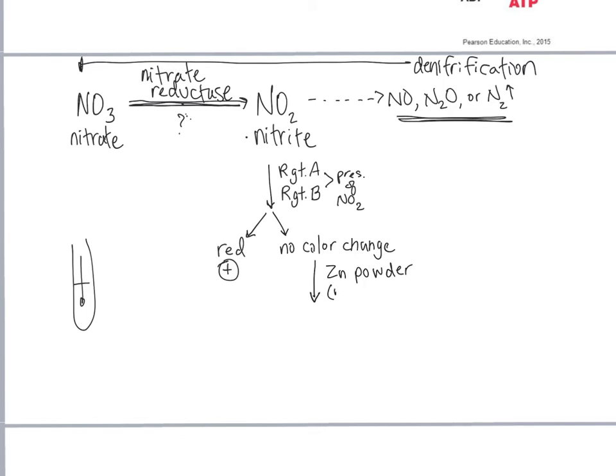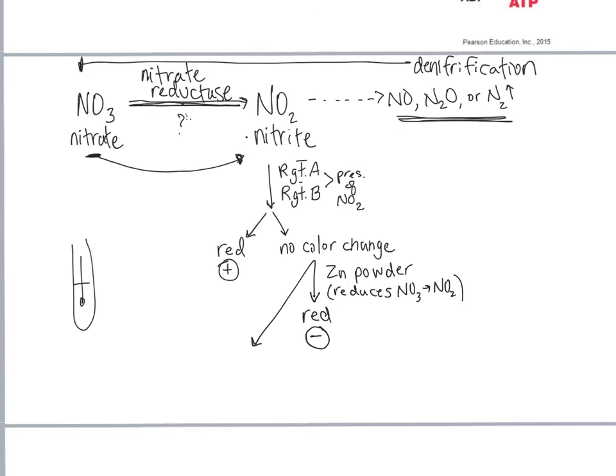The zinc powder is a reducing agent. It reduces nitrate to nitrite. So if, after you add the zinc, you get a red color change, then that is a negative result, because that means there was substrate left in the medium that the zinc now reduced to nitrite. And reagents A and B are now making the nitrite turn red. So it's the zinc that reduced it and not the enzyme, and the organism must not have had the enzyme.